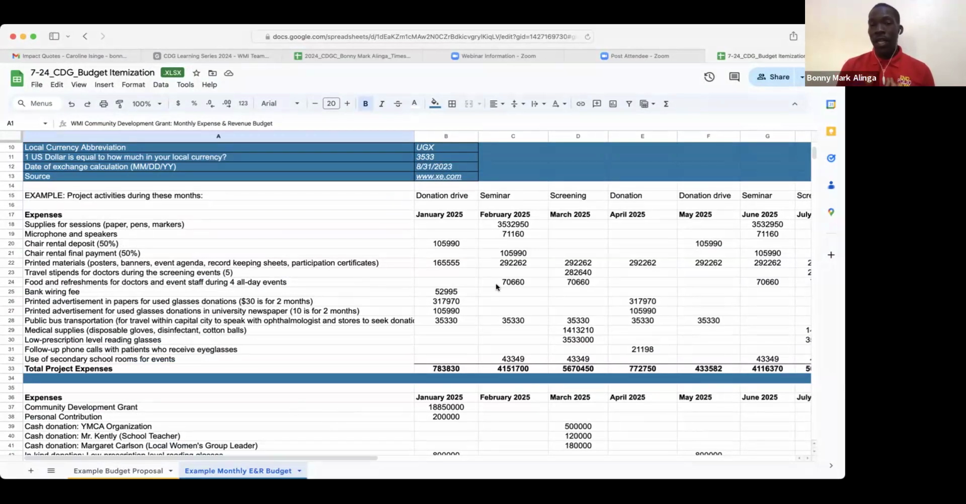For example, we're looking at this as an example. In February, let's assume this had come in February. We're looking at this stationery being needed, and this stationery will not be needed in the first month. It will be needed in the second month. Microphones will not be needed in the first month. It will be needed in the second month.